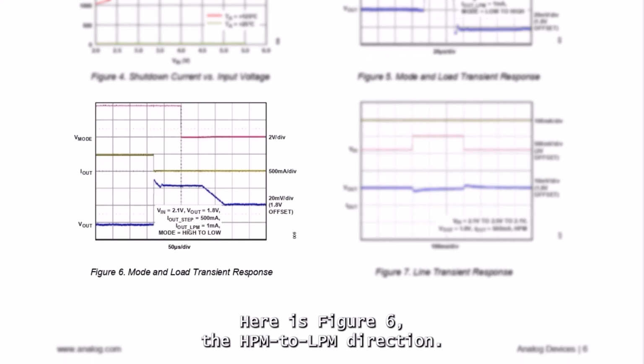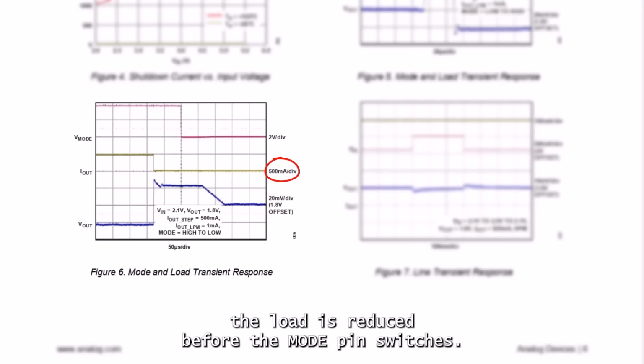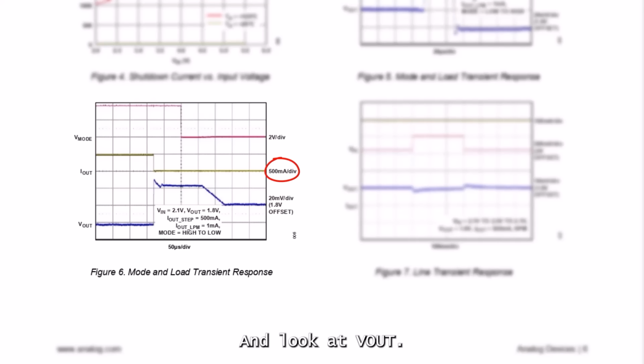Here is figure 6, the HPM to LPM direction. V in is 2.1 volts, V out is 1.8 volts, same as figure 5. Watch the I out trace down as the load is reduced before the mode pin switches. And look at V out, it barely moves here too.